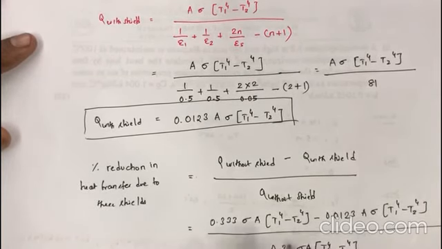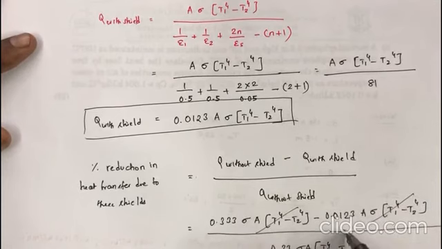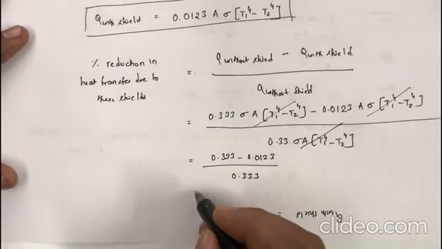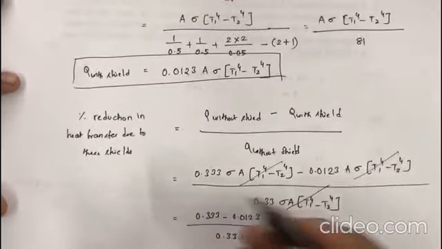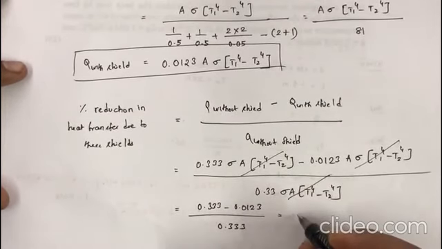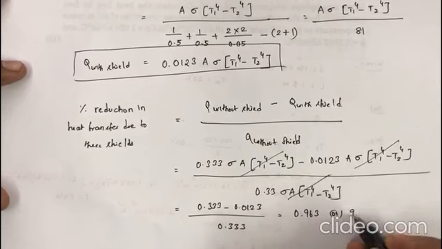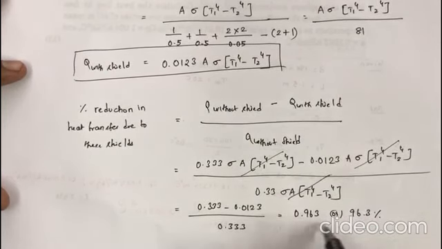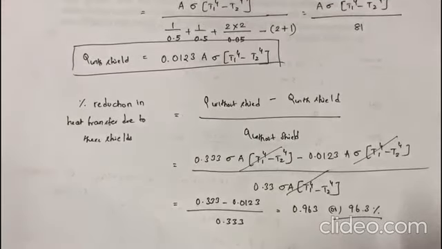So you can cancel out the common terms here. So finally you will have an equation simplified to this, which is equal to 0.963 or 96.3%. So this will be your percentage reduction.